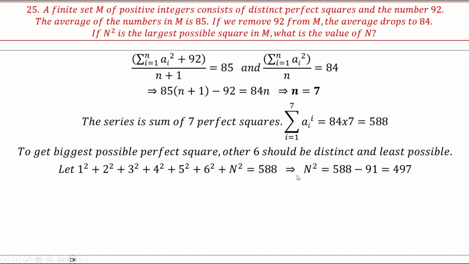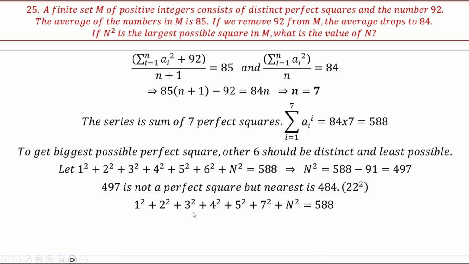Now the question is, how to get the n value? This is not a perfect square, so that means you should try to change one of these numbers and get a perfect square for n. Okay, so the nearest number to 497 is 484, which is 22 square. So 1 square plus 2 square plus 3 square plus 4 square, and I am just changing 6 to 7, 7 square, plus n square equal to 588. If I see here, I get n square equal to 484. So n is equal to 22. This is the answer. I am sure, looking at the other 5 marks questions, this is definitely easy.